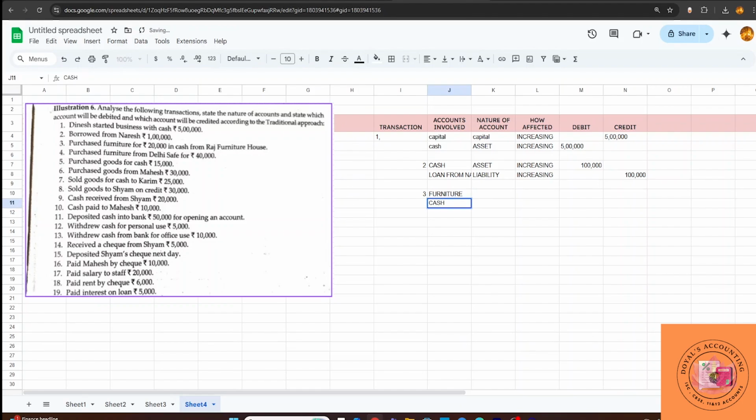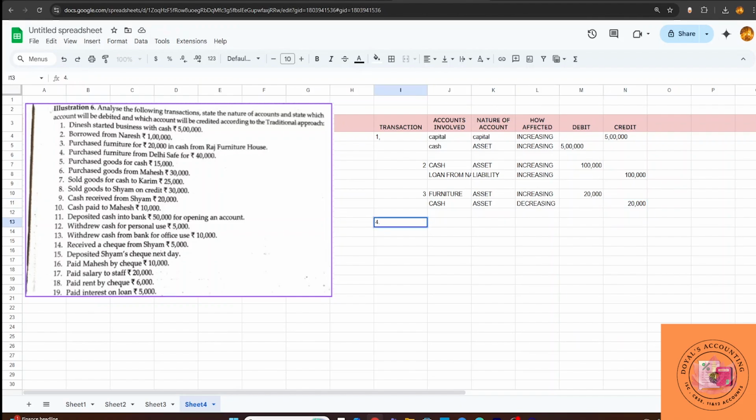Okay, furniture and cash. Now in nature, both are assets, but here furniture as an asset is increasing, and our cash is decreasing because we are paying cash to acquire that furniture. So whatever asset is increasing will be debited. And how much is our furniture worth? 20,000. Here our asset is decreasing, cash is decreasing. We paid 20,000 for the furniture. So our cash is lesser by 20,000 and thus we will credit it.